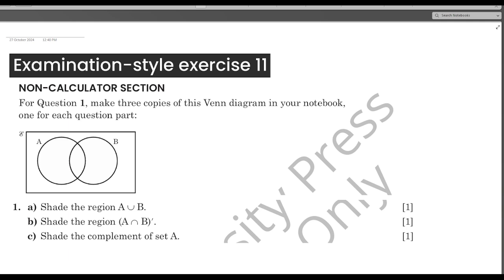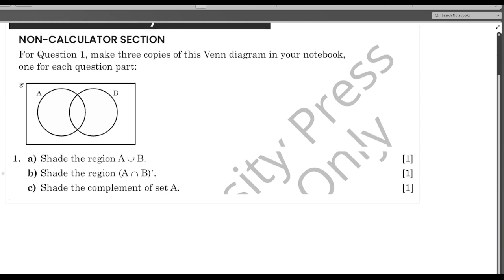Hello everyone. Let us do examination style exercise 11. This exercise is based on your chapter 11 sets and functions. Now here is your first question. For question 1, make 3 copies of these Venn diagrams in your notebook, one for each question part.